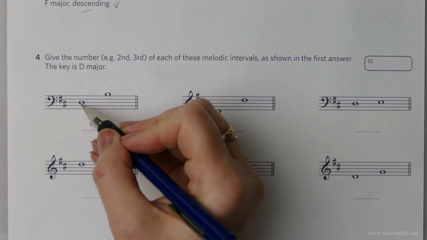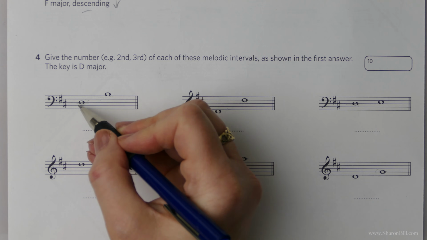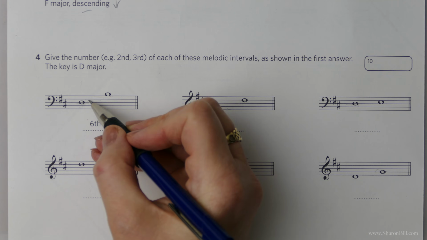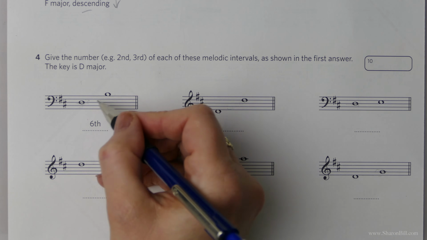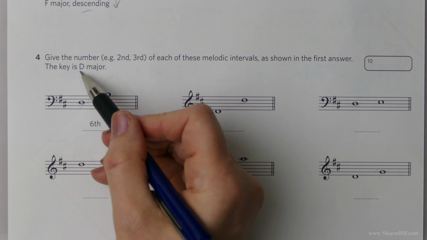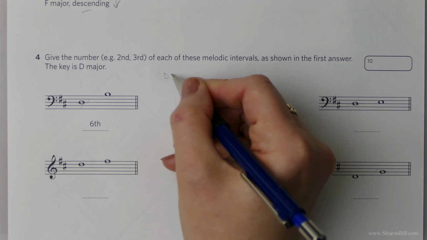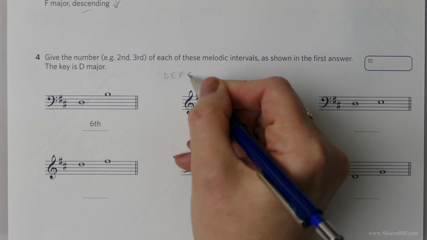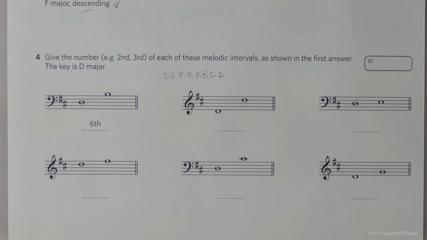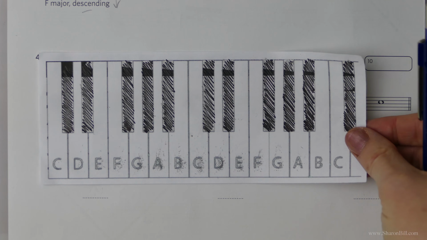The only way you can go wrong is if you forget to count this given note as 1 and begin on the next step up. If you want to give yourself a double check there, count out the steps of the scale. We're in D major, so D, E, F, G, A, B, C, D. If you find that tricky, you can always just sketch out a piano keyboard.